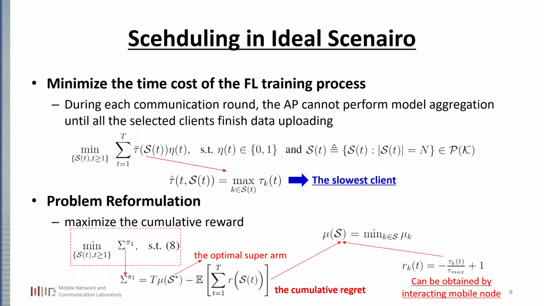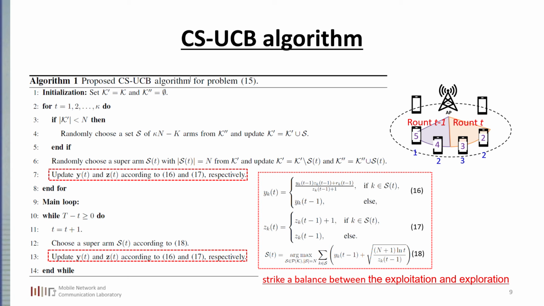And they reconstructed the formula for maximizing the cumulative reward by defining a notation associated with real reward values as r_k^t, as shown in the lower right corner, that is obtained from the interaction with the mobile node. And they define the regret, which can be defined as the optimal superarm reward minus the mean of this reward, as cumulative regret. And they reformulate the algorithm to minimize this regret for maximizing the cumulative reward.